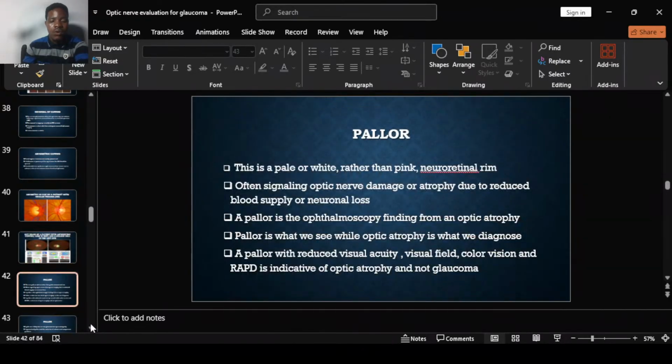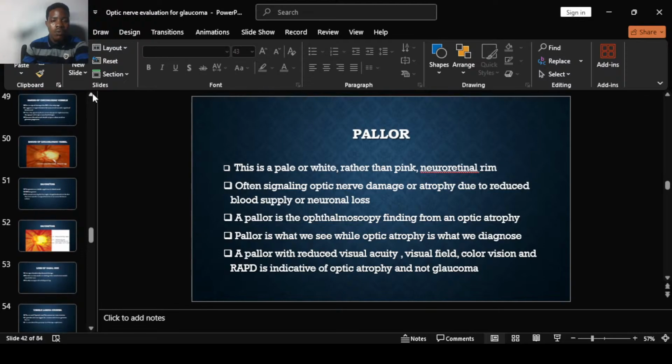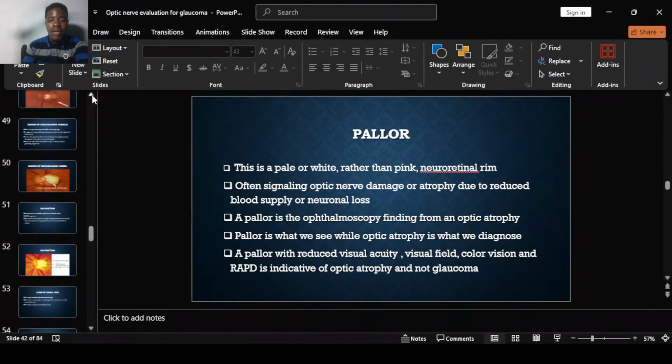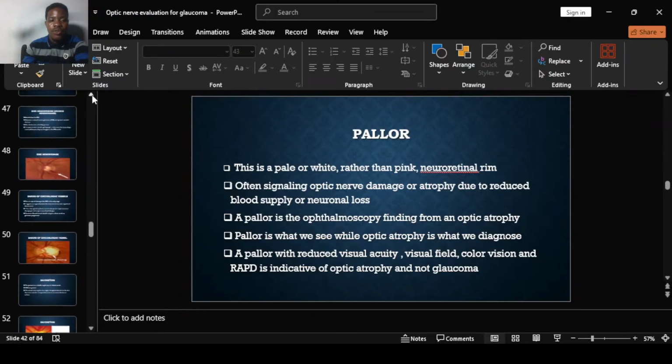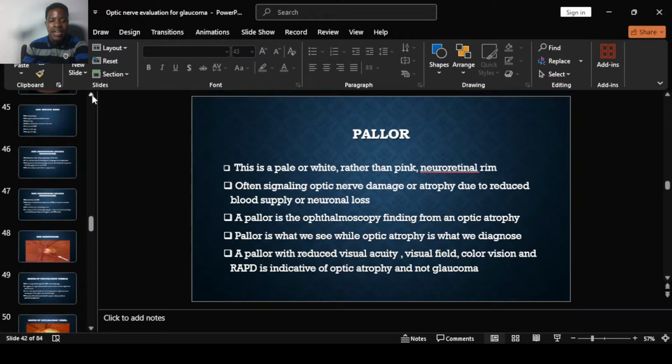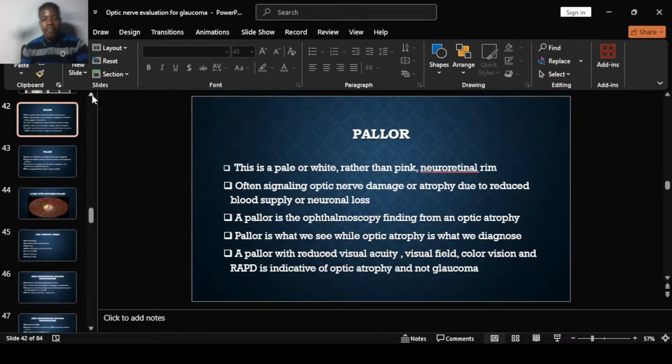So let's look at pallor for today. In pallor, this is a pale or white rather than pink neuroretinal rim. Like we said earlier, the neuroretinal rim should be pinkish yellow in color, but in pallor it appears pale or white. This is a pale or white rather than pink neuroretinal rim, often signifying optic nerve damage or atrophy due to reduced blood supply or neuronal loss. So every time there's shortage of blood supply to the optic nerve, we begin to see this. It's one of the causes of pallor.